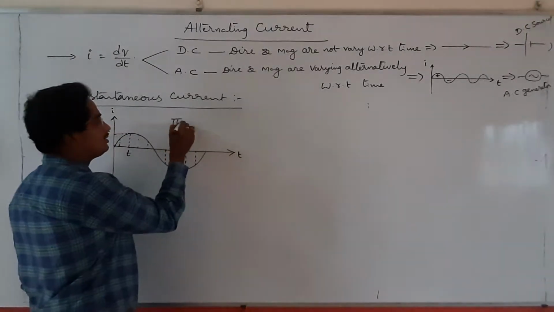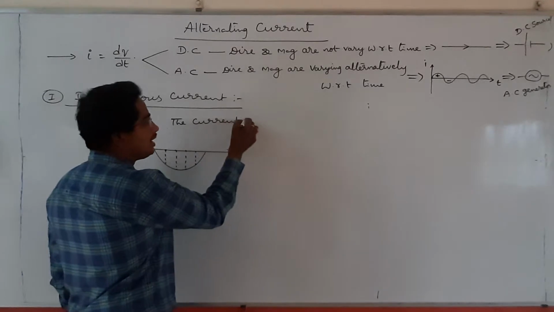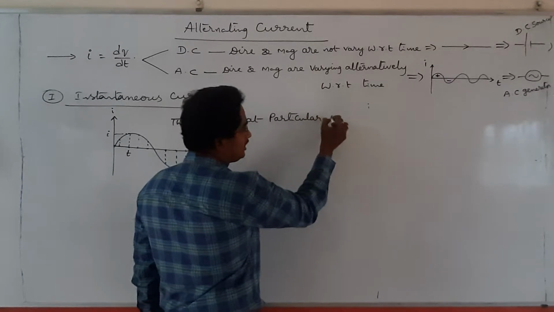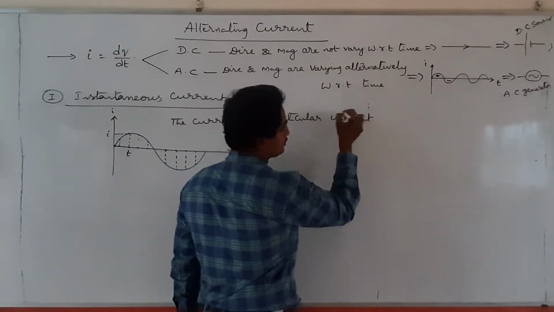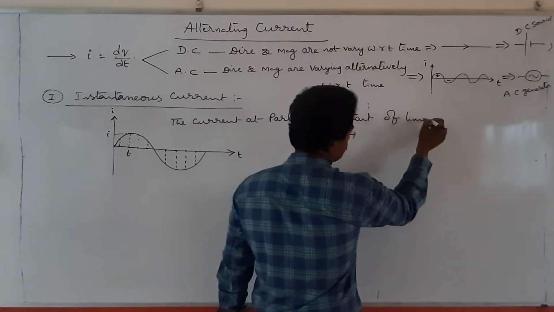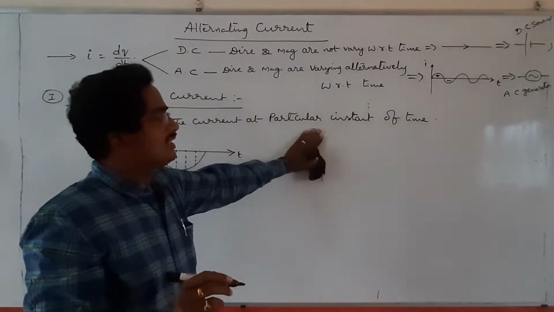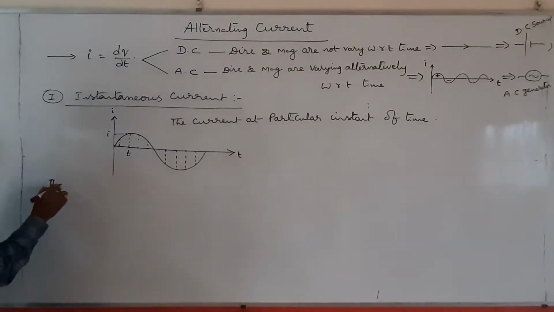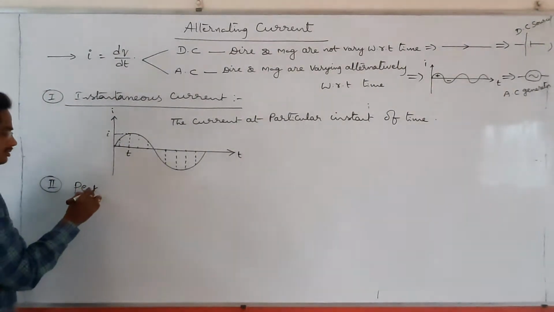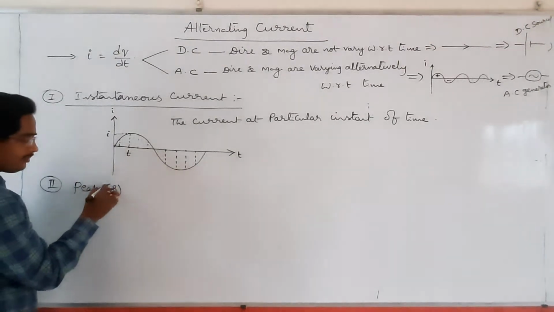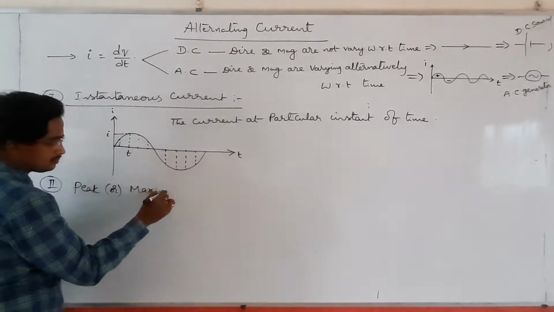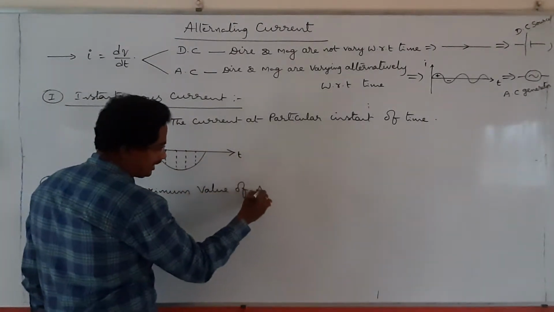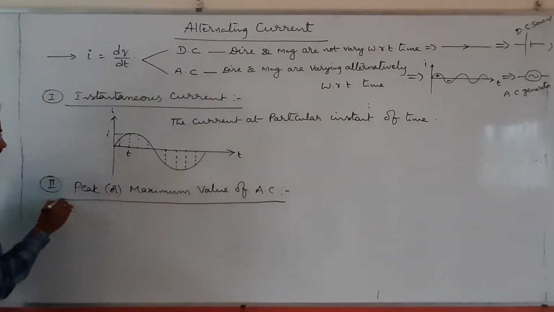So the current at a particular instant of time, that is the first definition regarding this. Secondly, peak current or maximum current, the maximum value of alternating current. This is the second definition one must know.